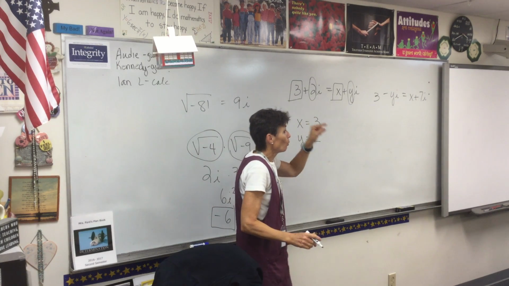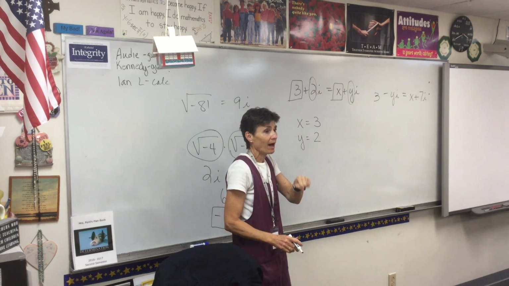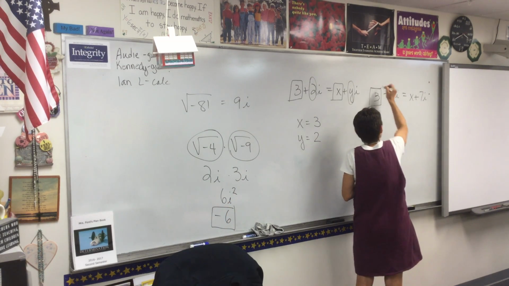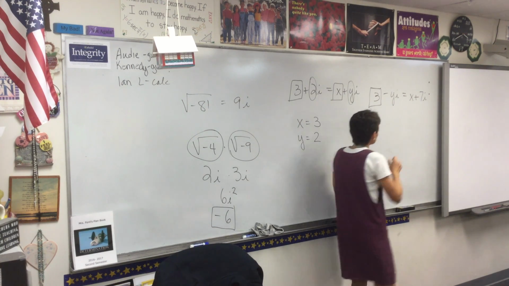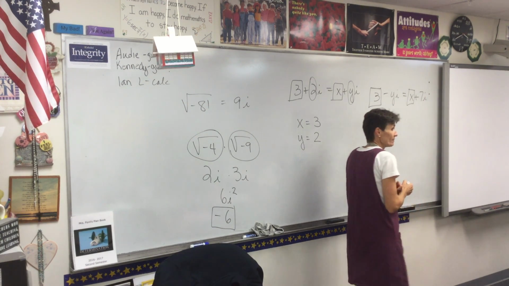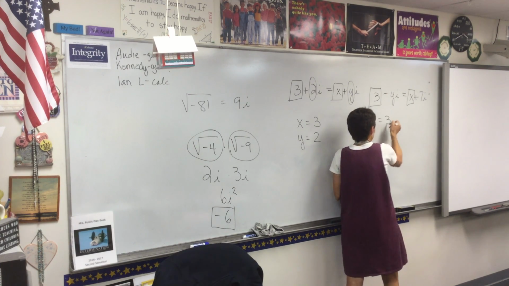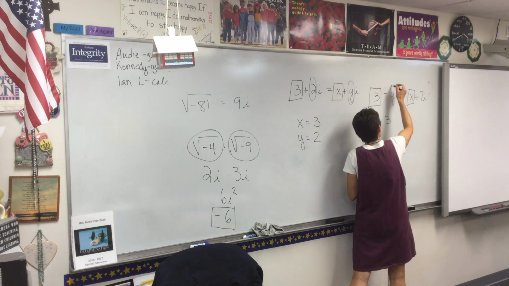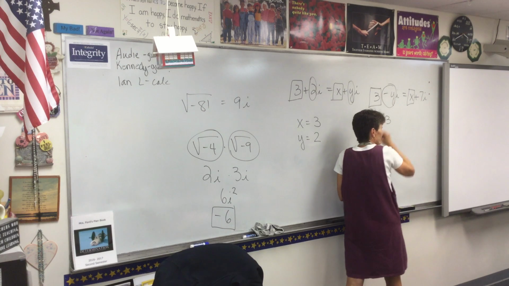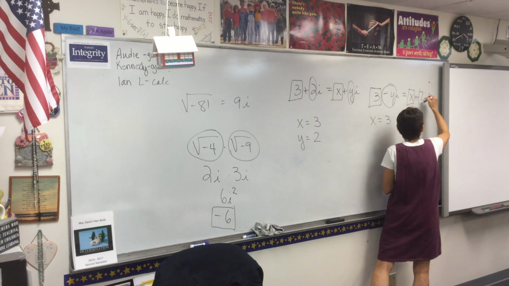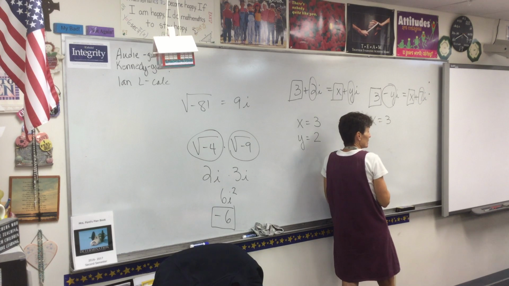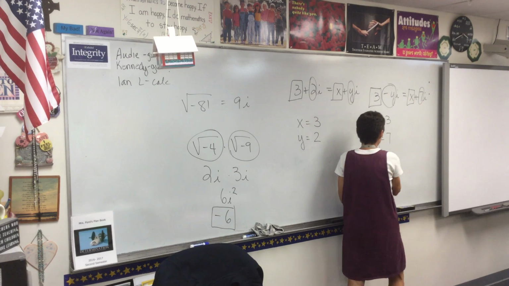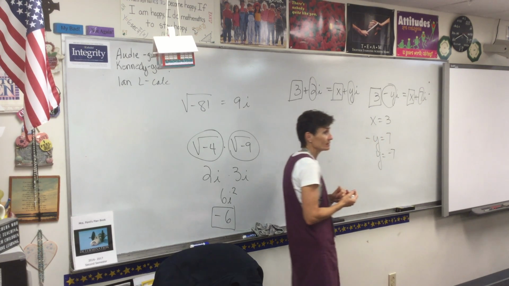The part without any i's have to be equal. So on this side, this is the part without the i, right? Yeah. And on this side, this is the part without the i? Yep. So x has to be 3. Now, on this side, this is hooked to the i. On this side, this is hooked to the i. So negative y has to be 7, which means y has to be negative 7.